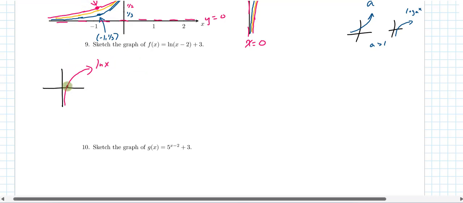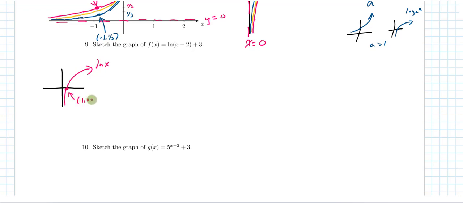So I'm going to highlight that it must pass through the ordered pair (1, 0), and it has to have a vertical asymptote at x equals 0. So now we're going to do the innermost transformation, this minus 2. And as a reminder, this minus 2 shifts the graph of f to the right 2 units. So everything gets moved to the right 2 units, including my vertical asymptote that was at x equals 0. It's now at x equals 2.